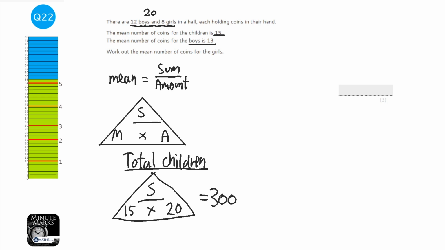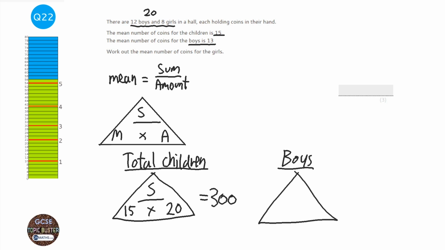Okay, so now next we're going to work out, well, we're given the boys, so let's work out how many the boys have. So same triangle. We know the mean for the boys is 13, and we know that there are 12 boys. So we'll do 13 times 12, which is 156.